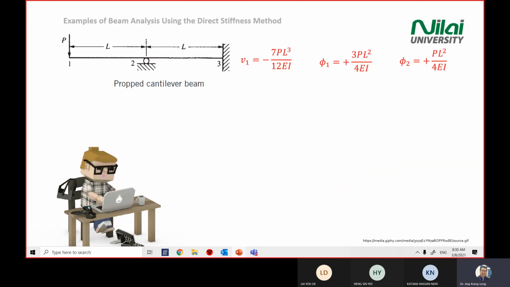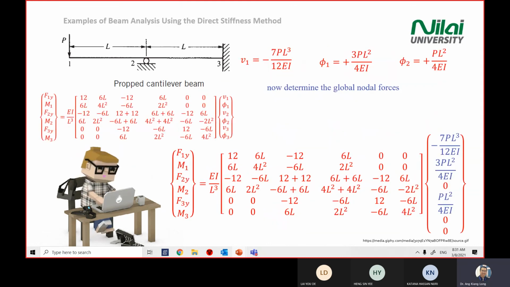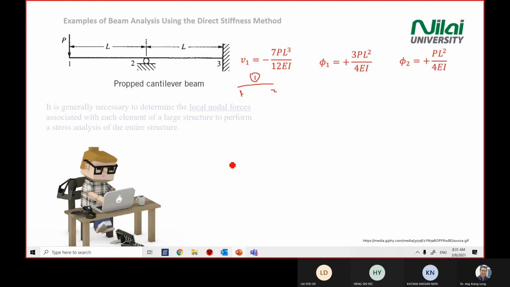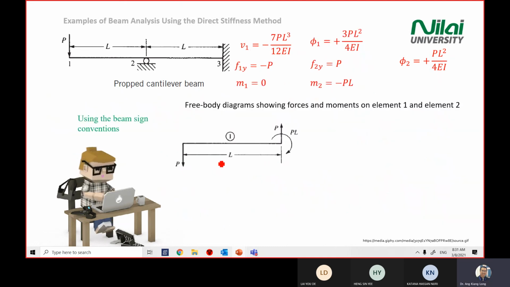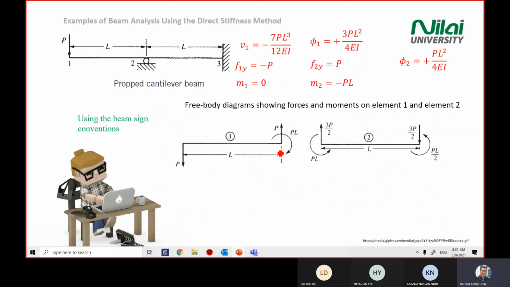You are expected to know how to draw the free body diagram for each element. Yeah, this one, right? You are expected to know how to calculate the individual element, F equals KD again, right? Remember the small f, small m. After you get all these numbers for the F component of the element, you draw them on the free body diagram for each element that you see on the screen here.